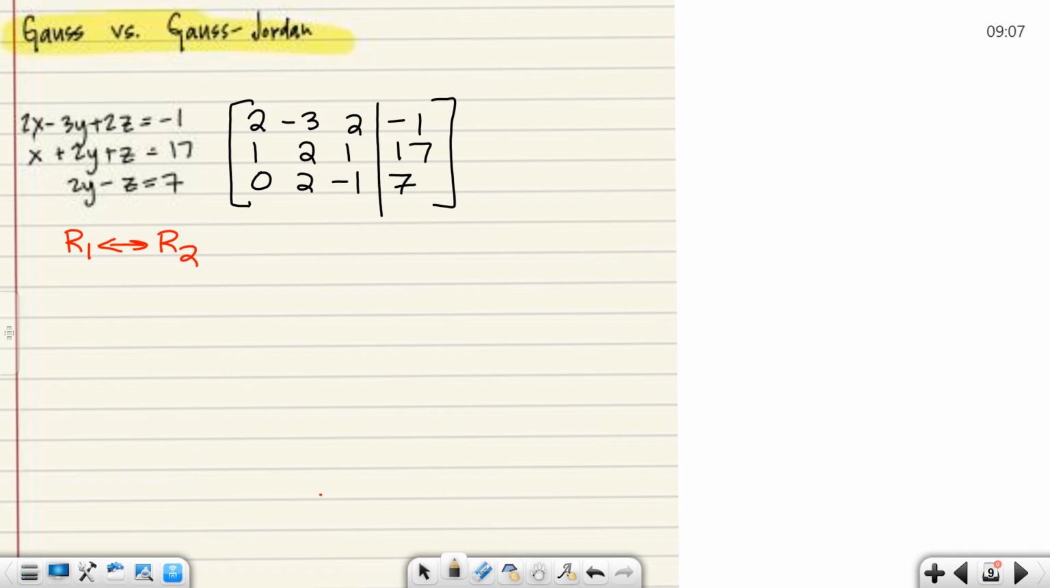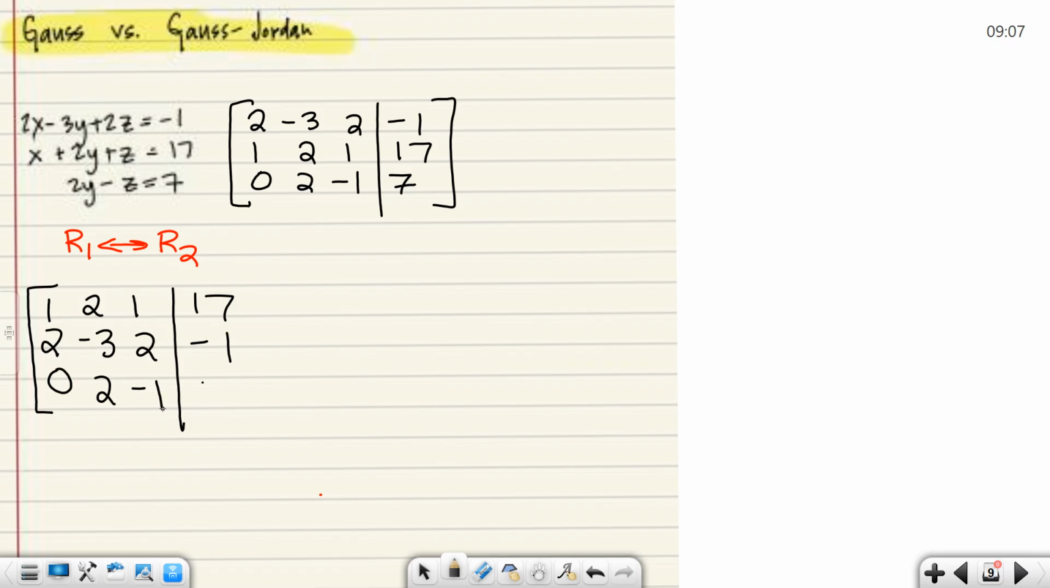So we're rolling now. Are there any questions with it so far? Okay, so I'm going to interchange rows 1 and 2. Great.